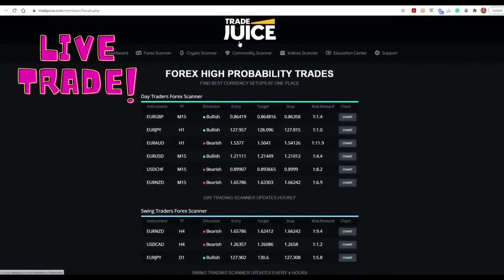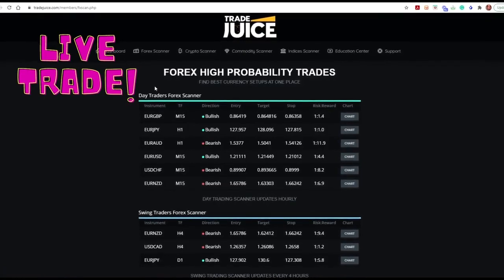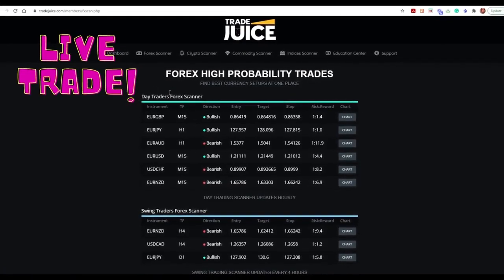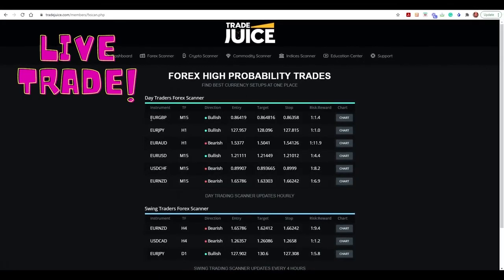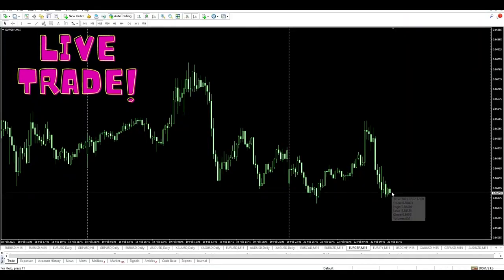Hi guys, I'm on the Tradejuice platform and I see a whole bunch of high probability trades, and I'm going to have a look at entering one now, the euro pound on a 15-minute. I'm going bullish. I've got my entry target, stop levels, and if I had to look at the chart right now, you can see this is where price is.